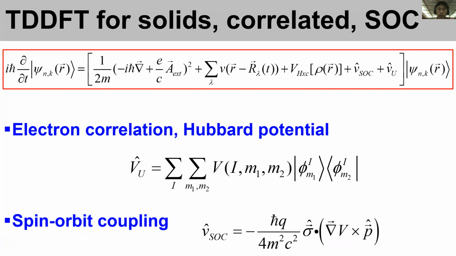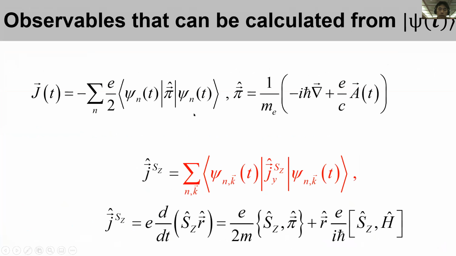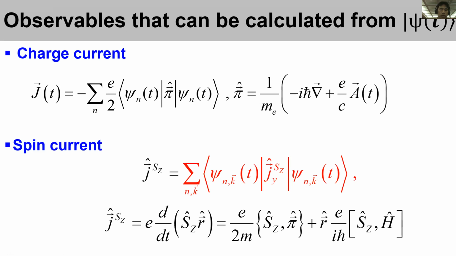And from the time evolution, by calculating the time-dependent wave function, the time-dependent quantum orbital, we calculate some physical quantities like charge current or spin current. So let me show you one specific example of why we need to calculate this and what we study using this computation result.